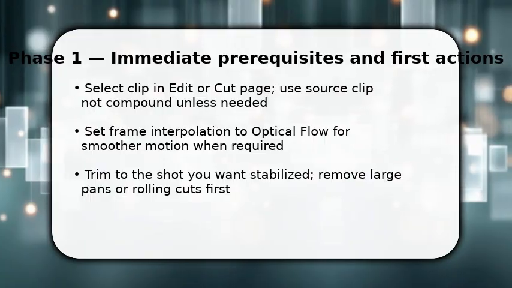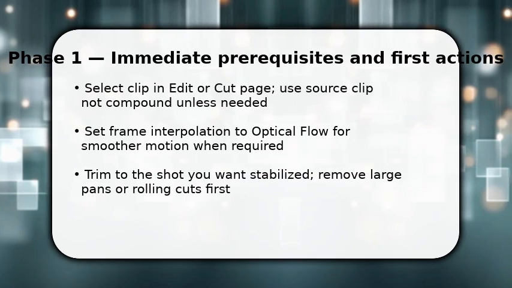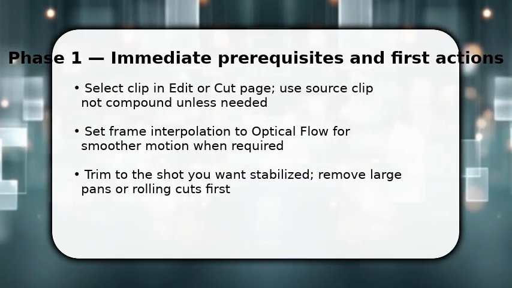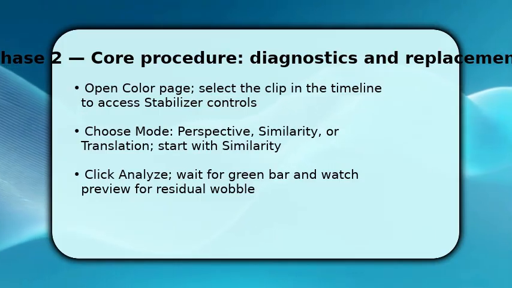Make sure to use the clip's original resolution and frame rate for accurate analysis, since mismatched settings distort stabilization. Next, go to the color page and find the stabilizer panel. This is where Resolve analyzes motion.